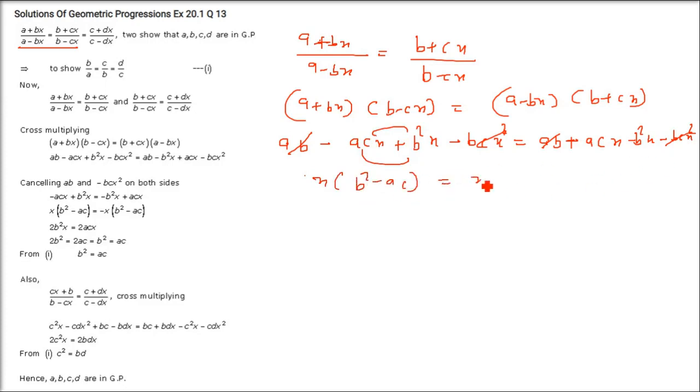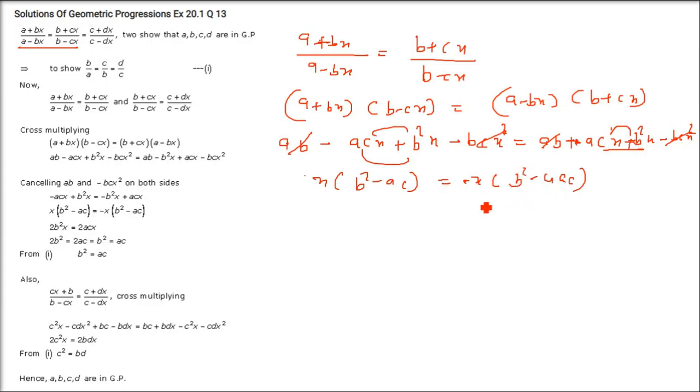square term on one side. Means either you take B square X on the left hand side and minus B square X on the left hand side, and since ACX is on the right hand side, we will take minus ACX which is on the left hand side to the right hand side. So what you are going to get is B square X 2 times and ACX also 2 times. This is what you have to do.